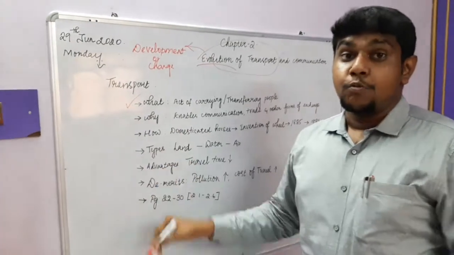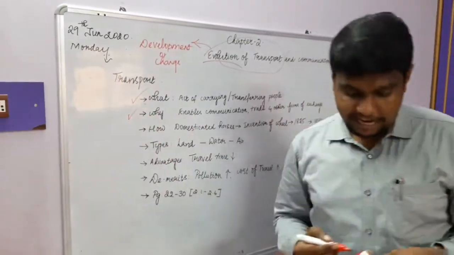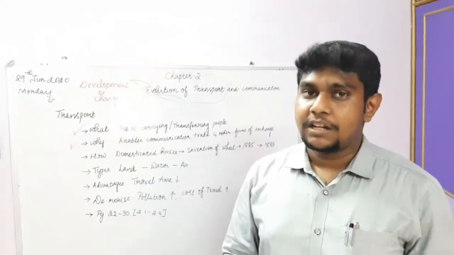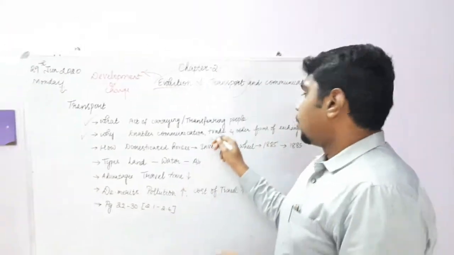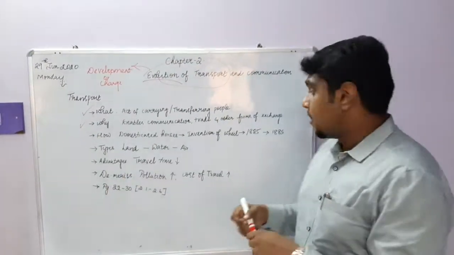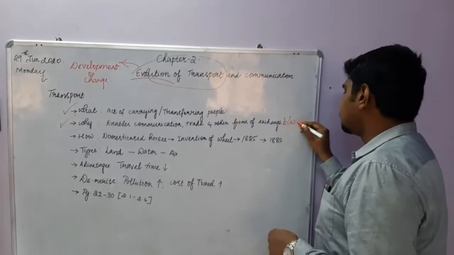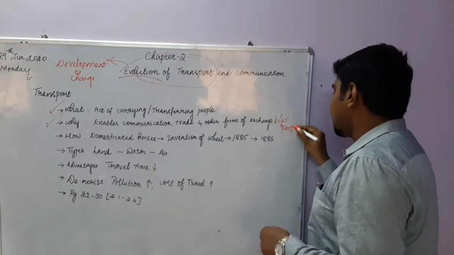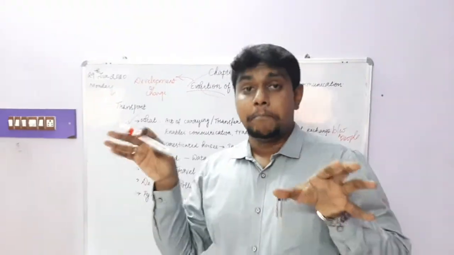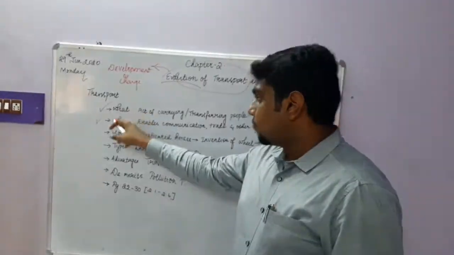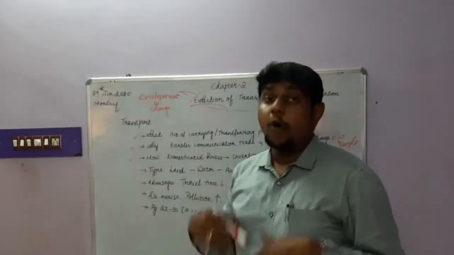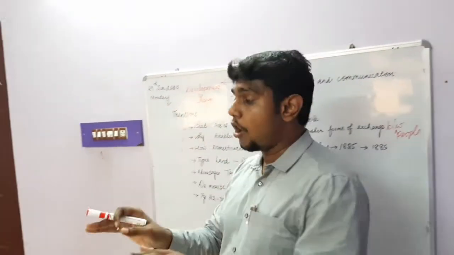Then we are going to see why. Why do we need transportation? So we need transportation to enable communication, to help in trade and to have other forms of exchange between people. So transportation helps in communication, trade and exchange of goods between people. So that is why we need transportation. And third thing, we are going to see how transportation got evolved.